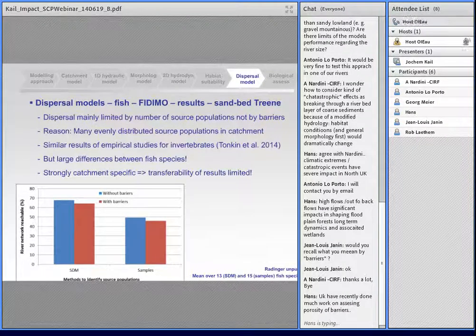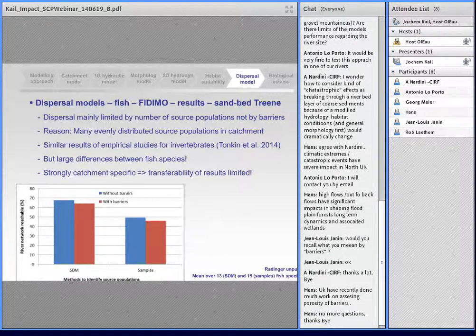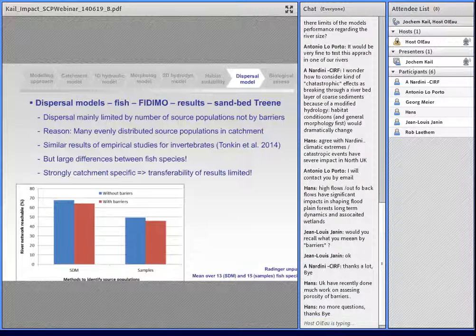Okay. So we were lucky in Germany to have, especially for the Treene, a rather good inventory of the barriers, including information on passability, height, fish ladders, and things like this.